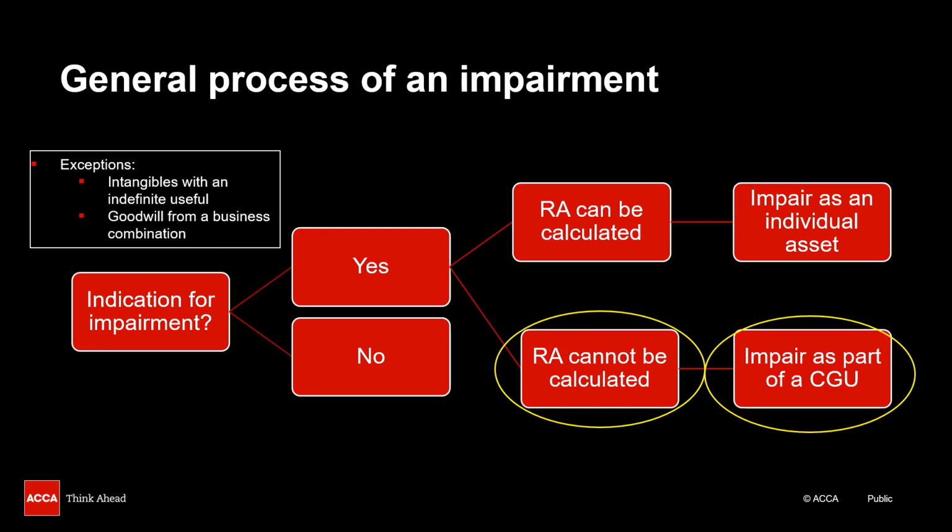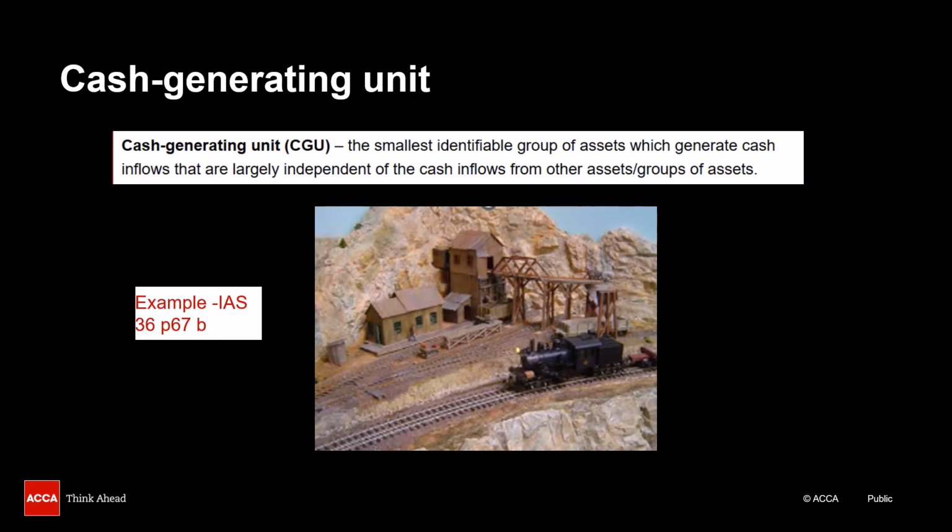Now let us look at a situation where a recoverable amount cannot be calculated for an individual asset. In this case, the standard then requires the entity to determine the recoverable amount of the cash generating unit to which the asset belongs. Let us look deeper into the definition of a CGU. A CGU is the smallest identifiable group of assets which generate cash inflows that are largely independent of the cash flows from other assets or groups of assets.